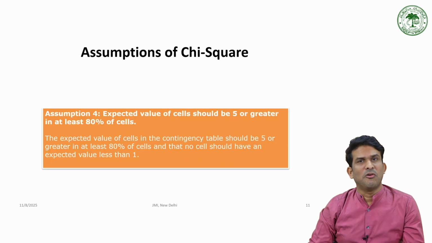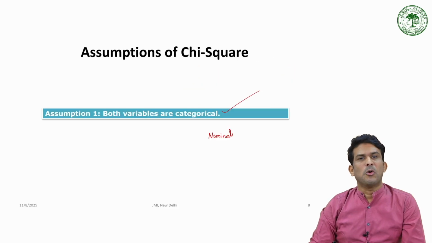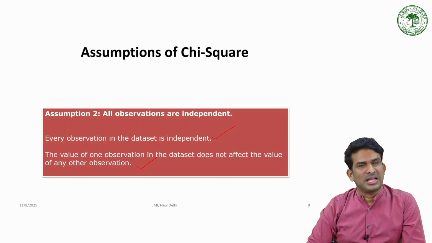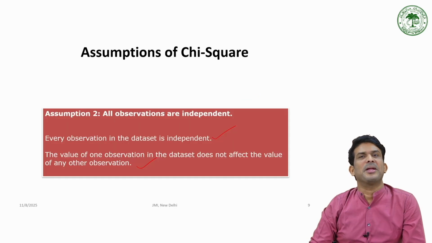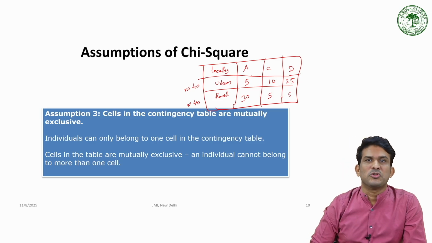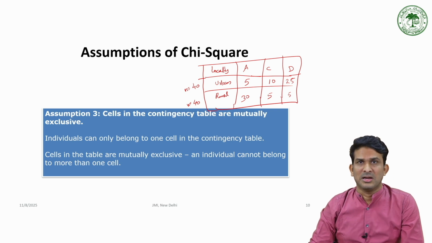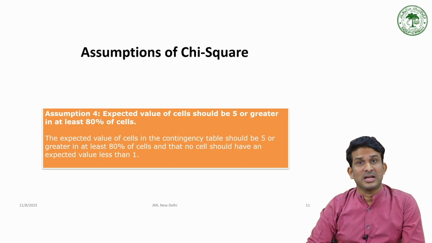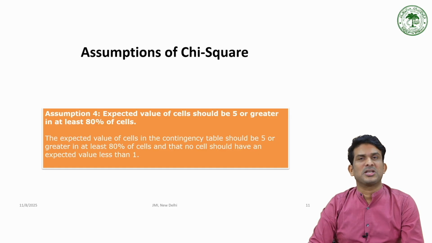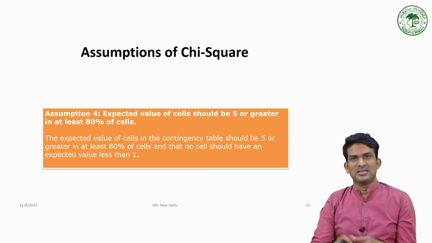Again, these are the 4 assumptions regarding chi-square. Assumption number 1, both variables are categorical. Second, all observations are independent in nature. Third, cells in the contingency table are mutually exclusive, and no person should be in more than one cell. It should not be overlapping. And the fourth assumption is that expected values of the cells should be 5 or greater in at least 80% of the cells. Got it?